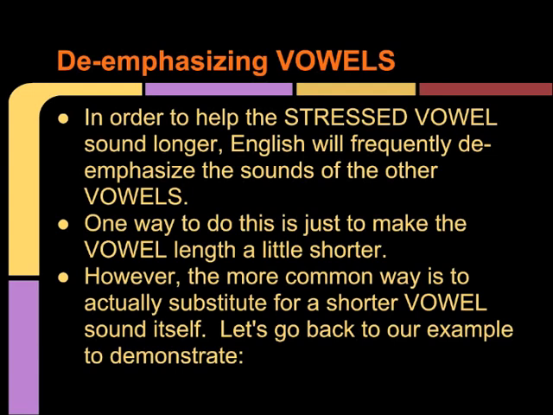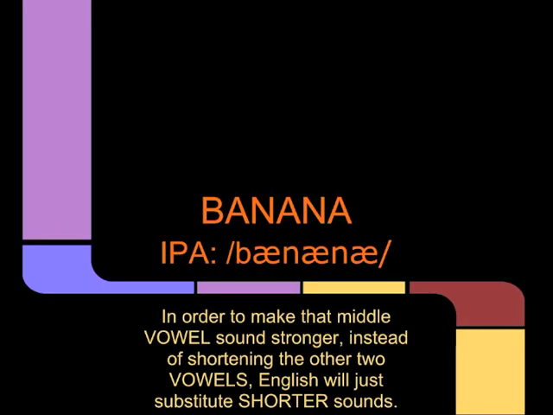De-emphasizing vowels. In order to help the stressed vowel sound longer, English will frequently de-emphasize the sounds of the other vowels. One way to do this is just to make the vowel length a little shorter. However, the more common way is to actually substitute for a shorter vowel sound. Let's go back to our example to demonstrate. Banana. Now, in order to make that middle vowel sound stronger, instead of just shortening the other two vowels, English will actually substitute shorter sounds.